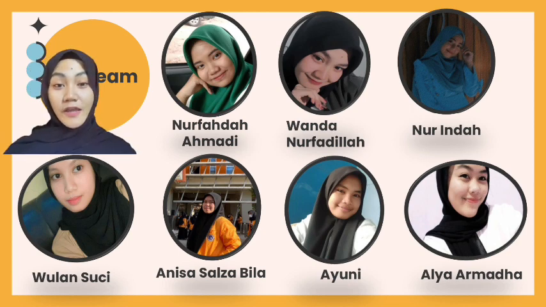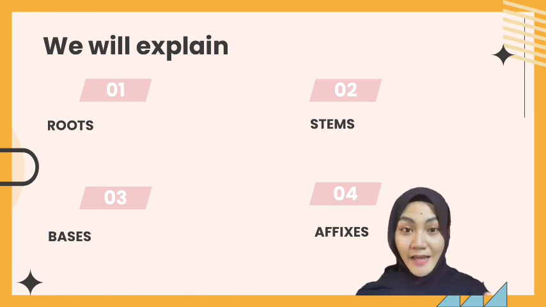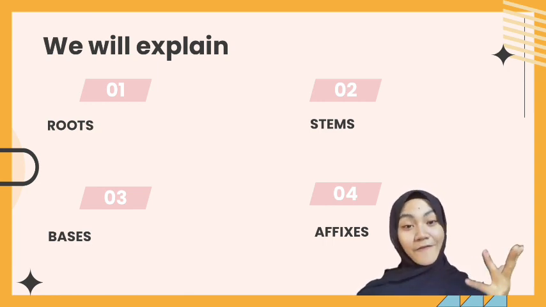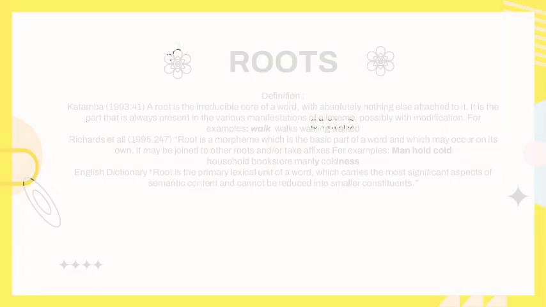So here we will explain about types of morphemes. There are roots, stems, bases, and affixes. So that's all. And the first presenter, time is yours.